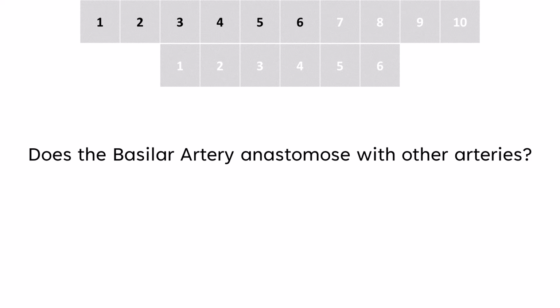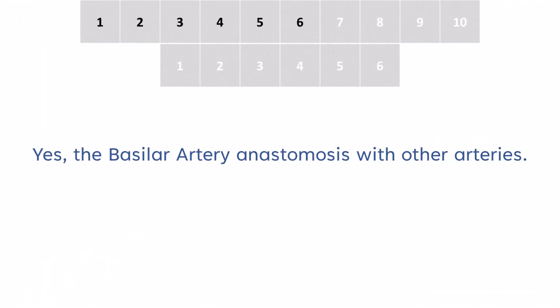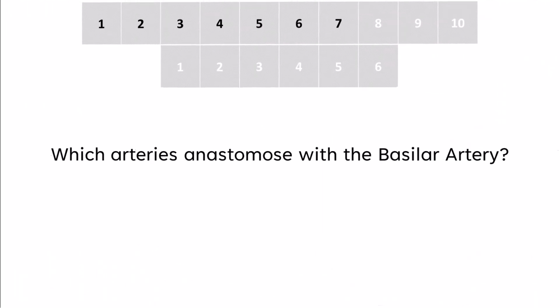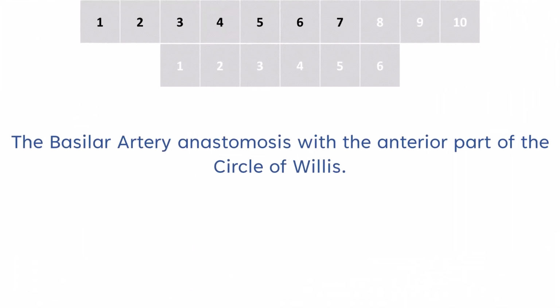Does the basilar artery anastomose with other arteries? Yes, the basilar artery anastomoses with other arteries. Which arteries anastomose with the basilar artery? The basilar artery anastomoses with the anterior part of the Circle of Willis.